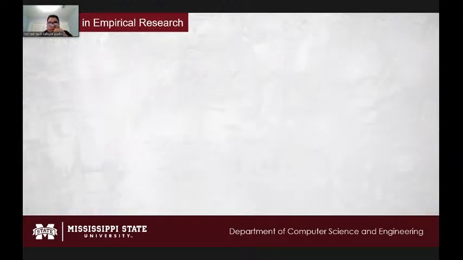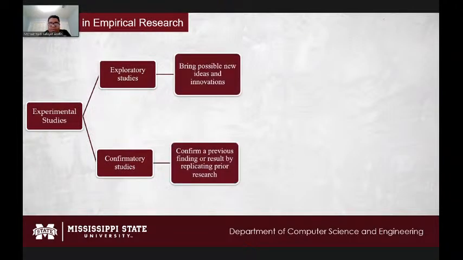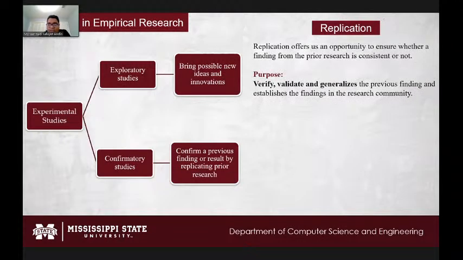So before moving to the experiment, I want to talk a little bit about replication in empirical research. The experimental studies for research can be divided into two types: exploratory studies and confirmatory studies. The goal of exploratory studies is to bring possible new ideas and innovations in a research field, whereas confirmatory studies confirm a previous finding or result by replicating prior research, which brings the replication.